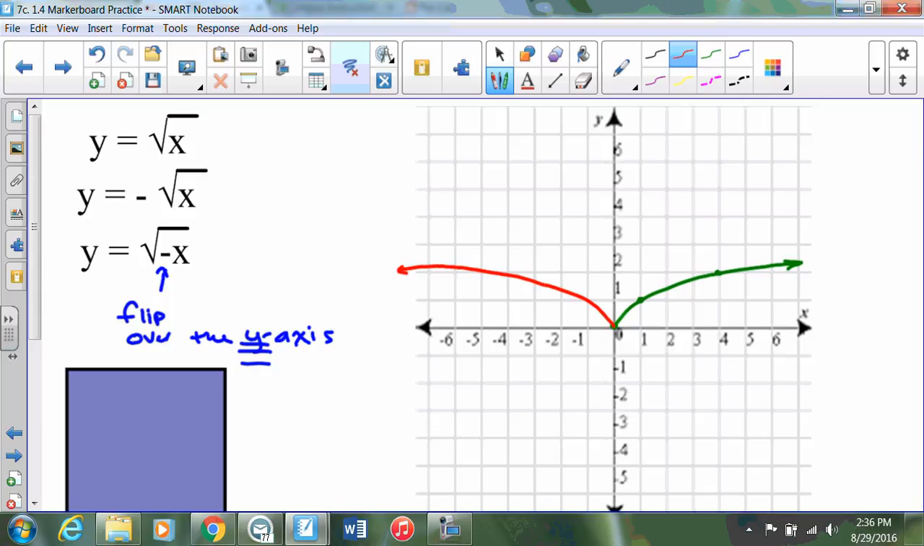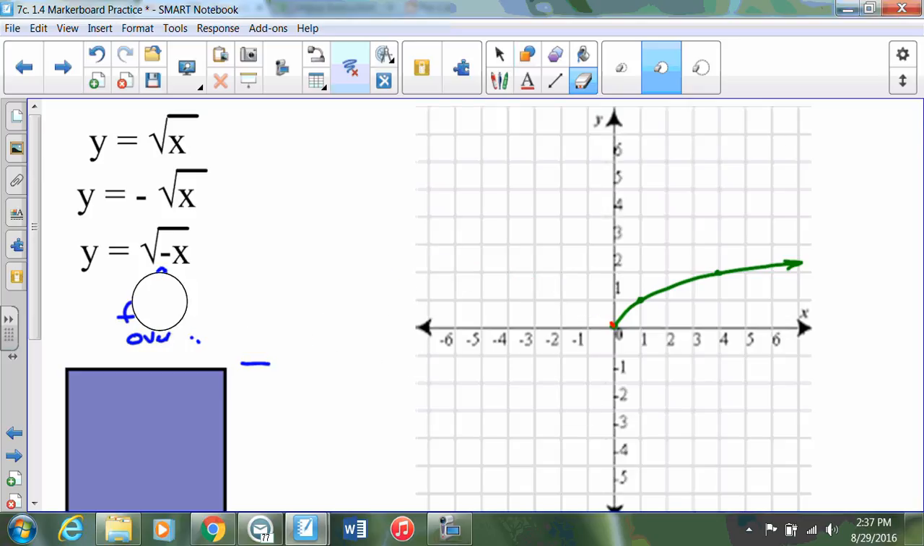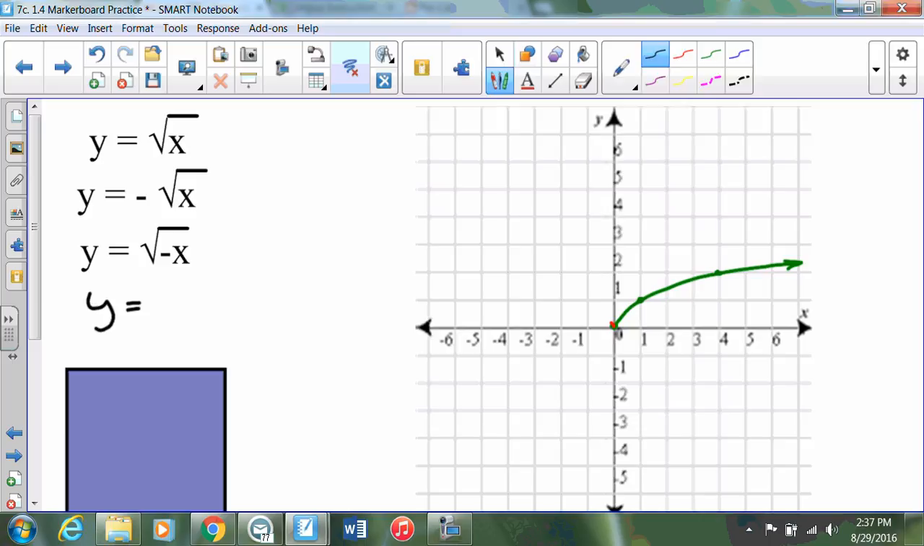Okay. Once again, if we want to do something more involved, this time I'm just going to use the eraser to erase, so I'll get rid of my parent function. If we want to do something more involved, like y equals negative 5 square root of negative x plus 4 minus 1, we can use the same transformation moves as we were doing with quadratic.